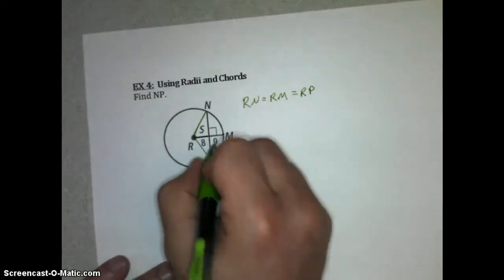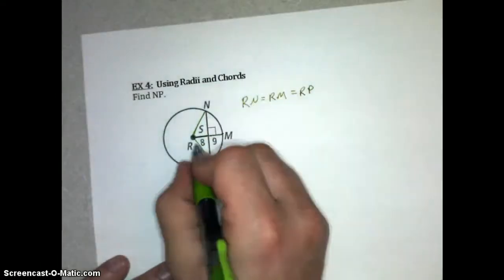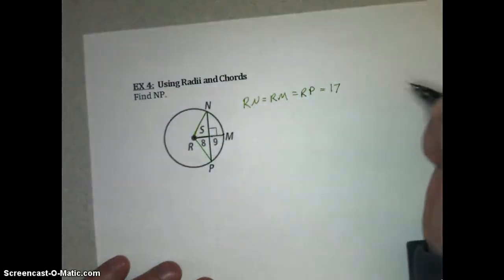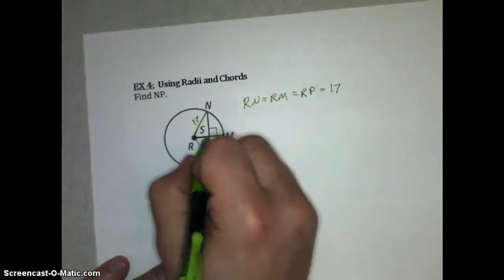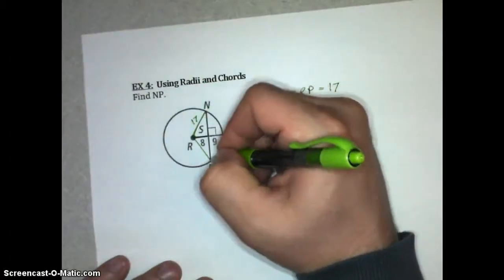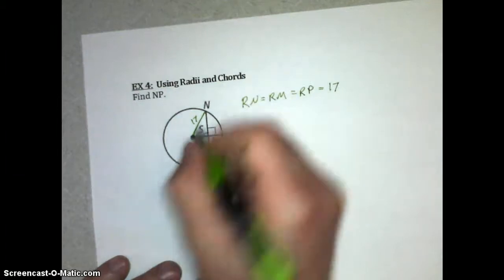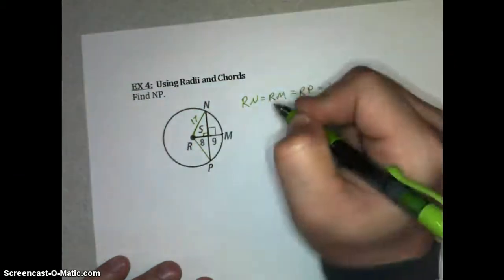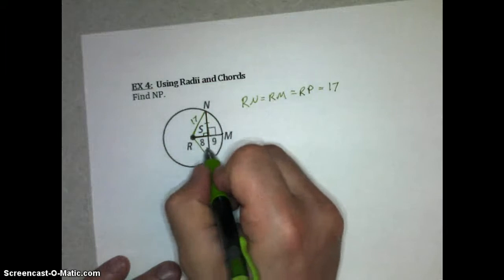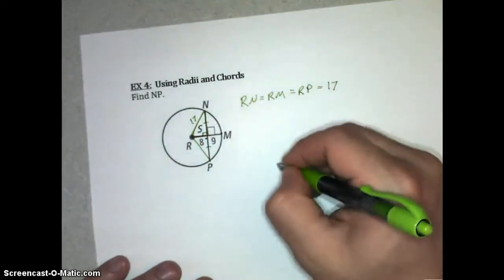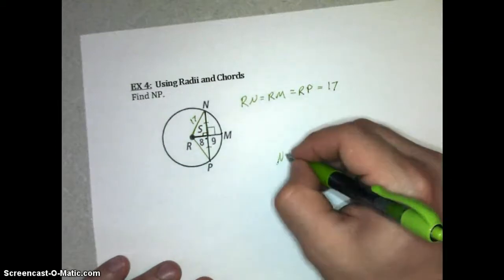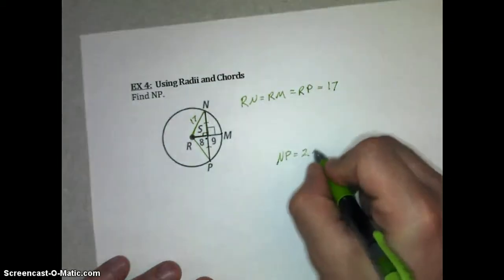They give me this segment, RS, is 8, and MS is 9. Now, the reason that helps me is because I can find the radius now. 8 plus 9 is 17. So I know the radius of my circle is 17, so I can label this one as 17. And what you notice is we get right triangles where the hypotenuse is 17, one leg is 8, so I can find the other leg. But our theorem we just talked about said that it bisects that chord. So NS is half of NP. NP is going to be the same as twice NS.